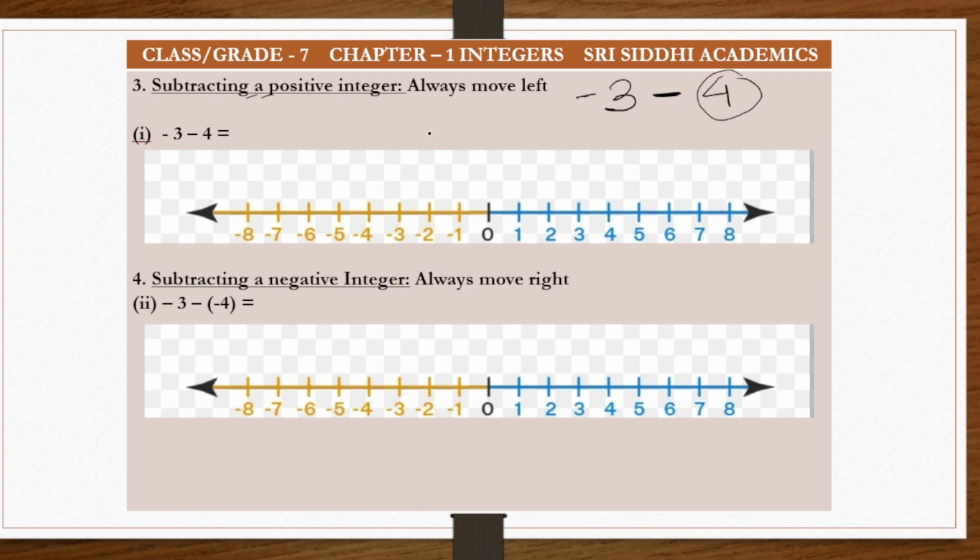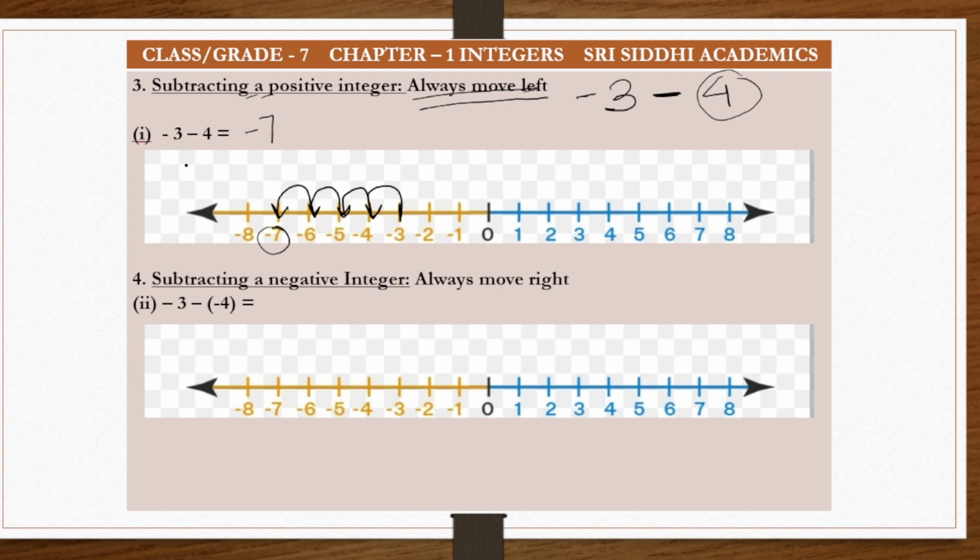So in such cases, always move to the left from the initial position. Move to the left in the number line. So we start from minus 3, because we have seen this in our previous questions also. Minus 3 is the initial position. Then we move towards our left. 1, 2, 3 and 4. Where did we reach? Minus 7. So the answer is minus 7.